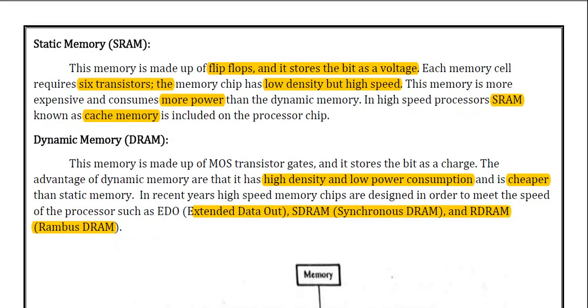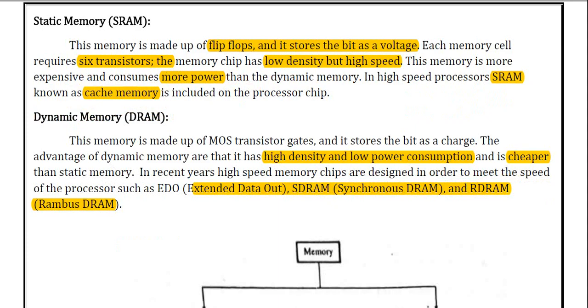Here we have some descriptions of static memory. It is built using flip-flops and is dependent on voltage, with lower density but higher speed. Here we have 6 transistors. It is also known as cache memory. In dynamic memory we have high density and low power. It is cheaper than static memory. Synchronous dynamic RAM, Rambus RAM, etc. are examples of dynamic RAM. In dynamic RAM we also use capacitors instead of flip-flops.